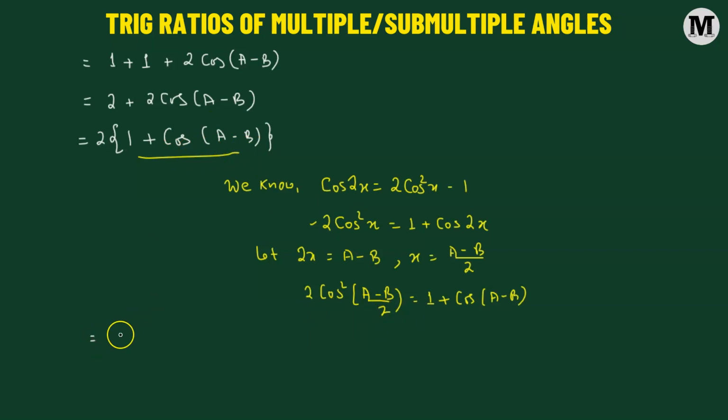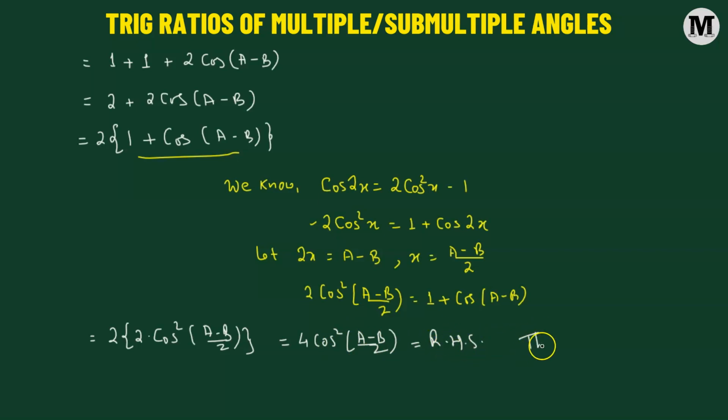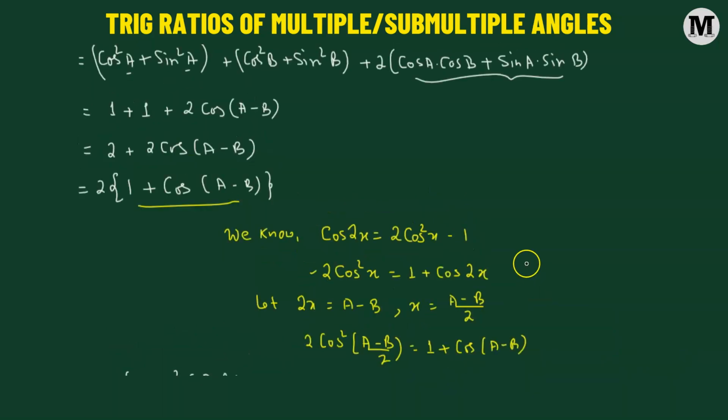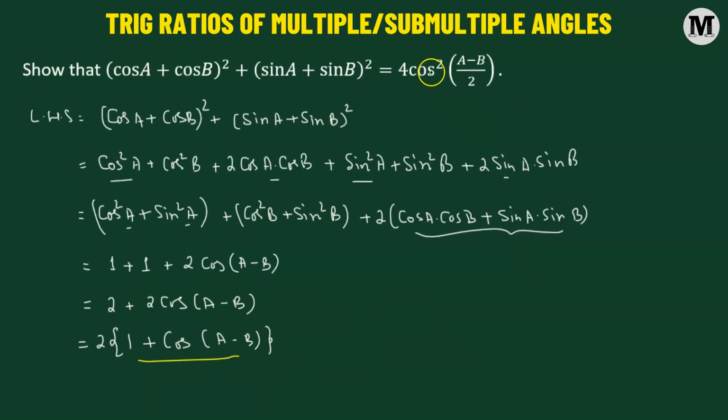So our expression is going to become 2 multiplied to 2 times cosine squared (A minus B divided by 2), which is nothing but 4 times cosine squared (A minus B over 2), and this is the expression on the right hand side. Thus we have successfully shown that the left hand side of the given expression is equal to the right hand side. So let's quickly verify. We have 4 times cosine squared (A minus B over 2), hence proved.